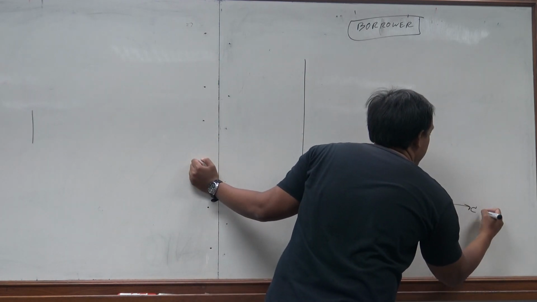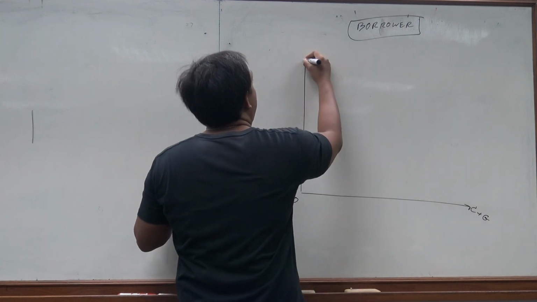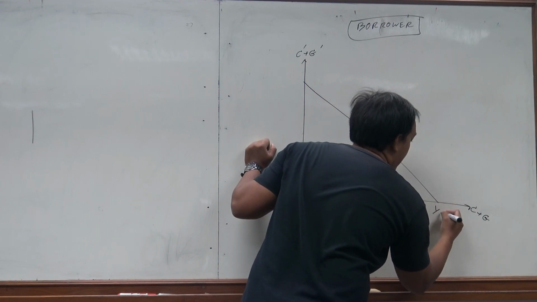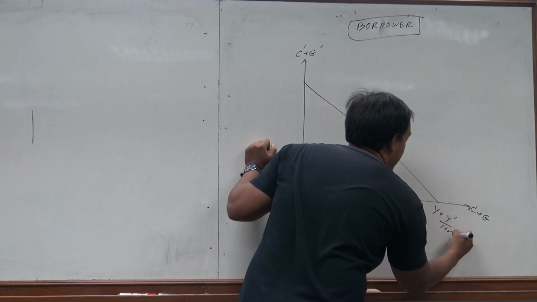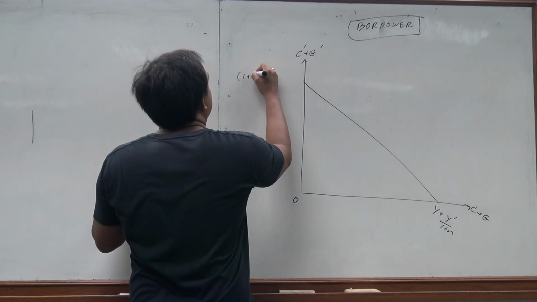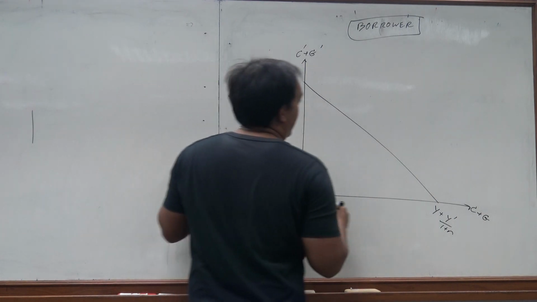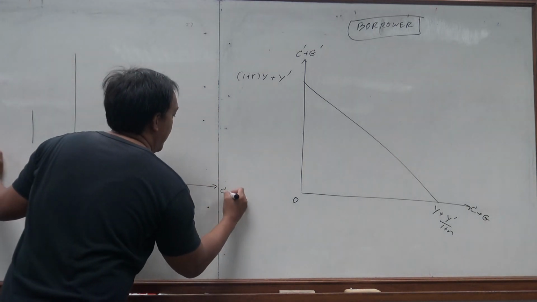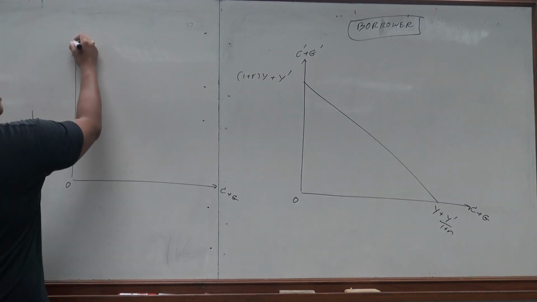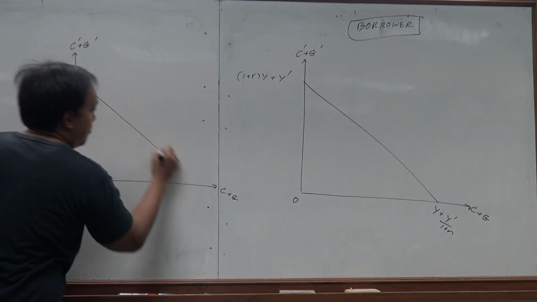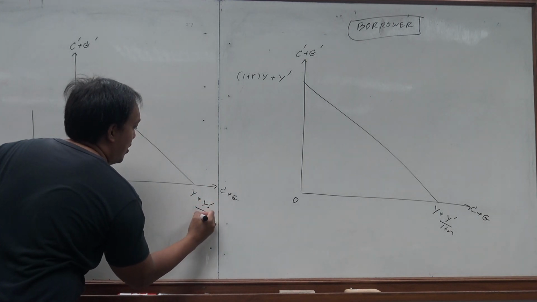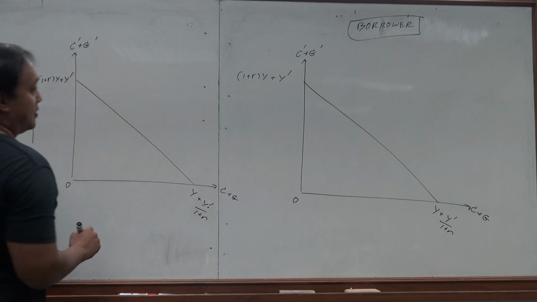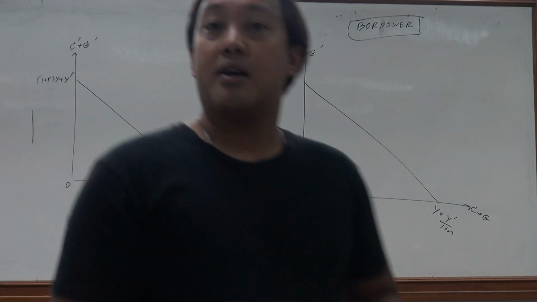Okay, this is C plus G, C prime plus G prime. You have this one: Y plus Y prime over 1 plus R, and 1 plus R Y plus Y prime. You're going to have the same thing over here: C plus G, C prime plus G prime, Y plus Y prime over 1 plus R, 1 plus R Y plus Y prime. Can you see it?